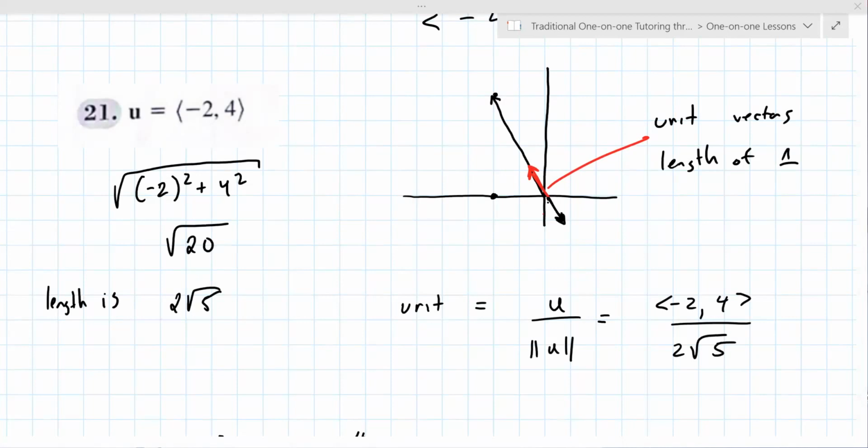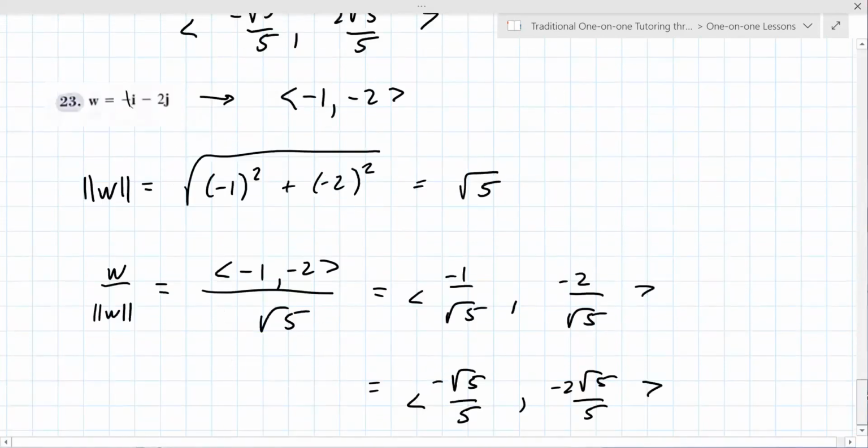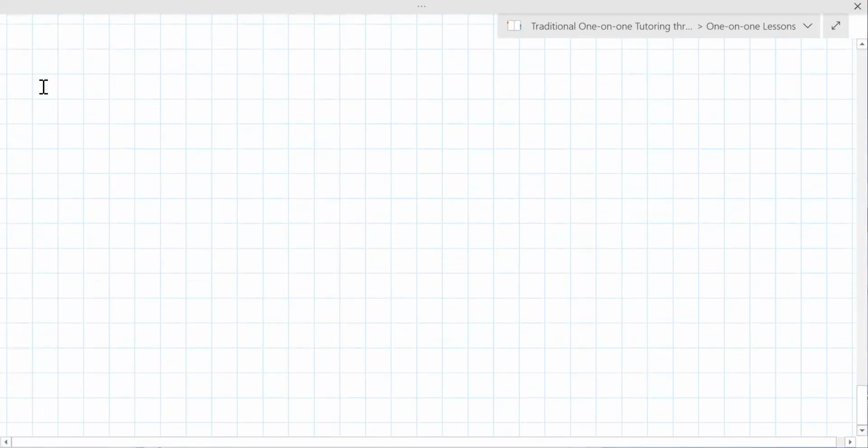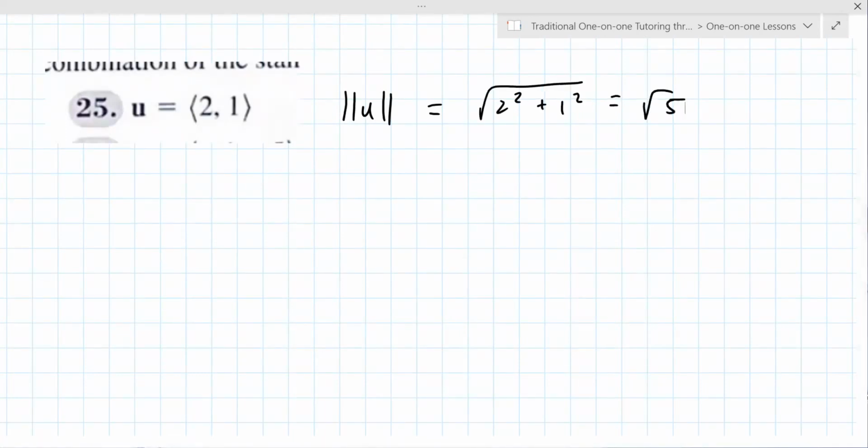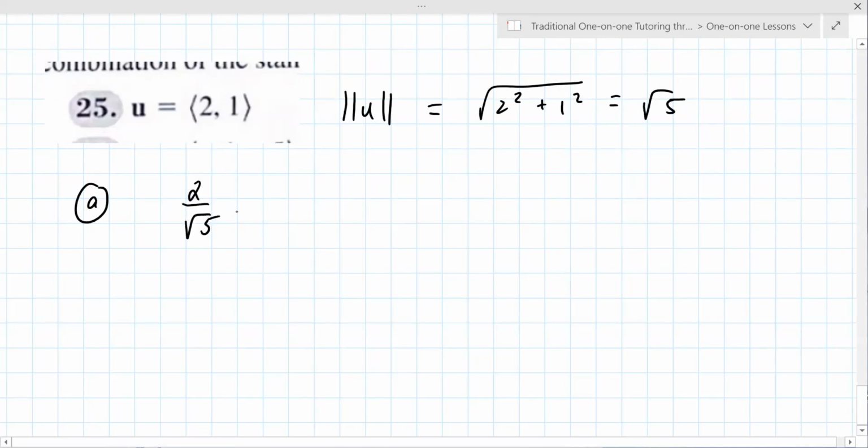Okay, so 25. Same thing here. The magnitude of u is the same thing we've been doing, 2 squared plus 1 squared, square rooted, square root of 5. So part A just wants it in component form, just like we've been doing. So it's 2 over square root of 5, comma, 1 over the square root of 5. But then you have to rationalize it. So you get 2 root 5 over 5, comma, root 5 over 5.